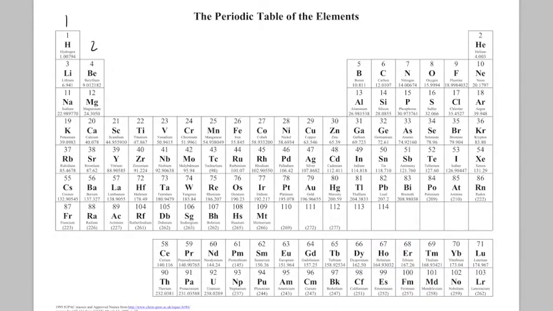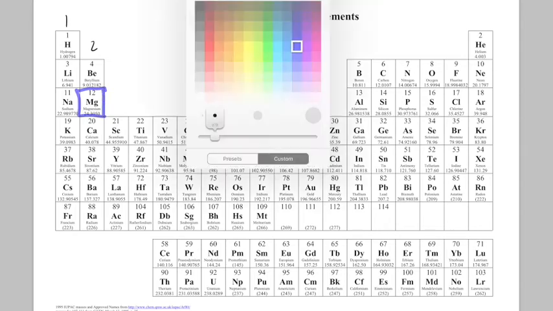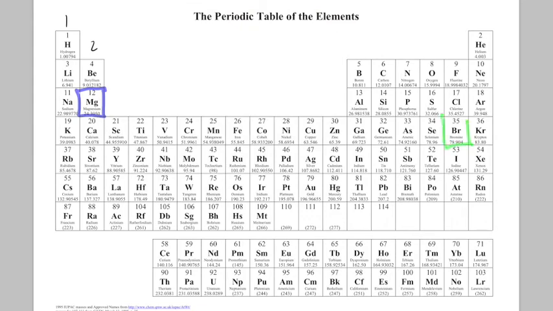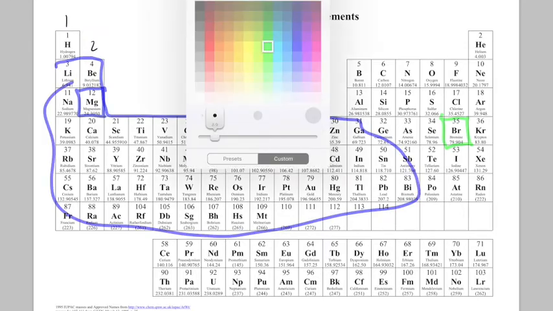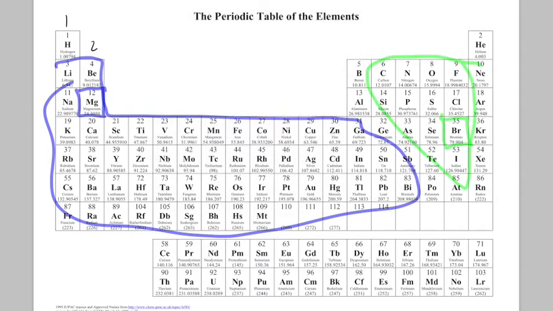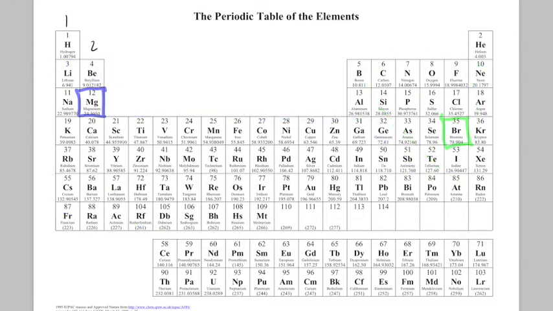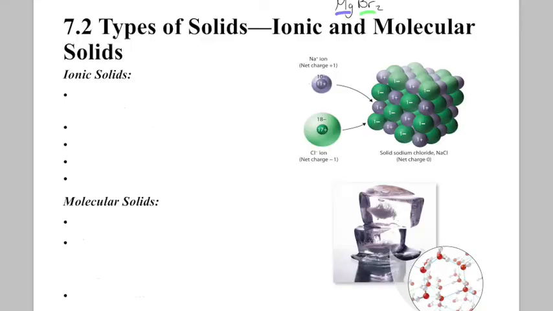If you're looking at a periodic table and one of your elements lives on one side and the other element lives on the other side, you have a nonmetal and a metal, this would be an ionic compound. So if you have a metal, so that's kind of anything over here, actually not hydrogen, and a nonmetal, which is anything over here, those together form an ionic compound. Ionic compounds are solids at room temperature.